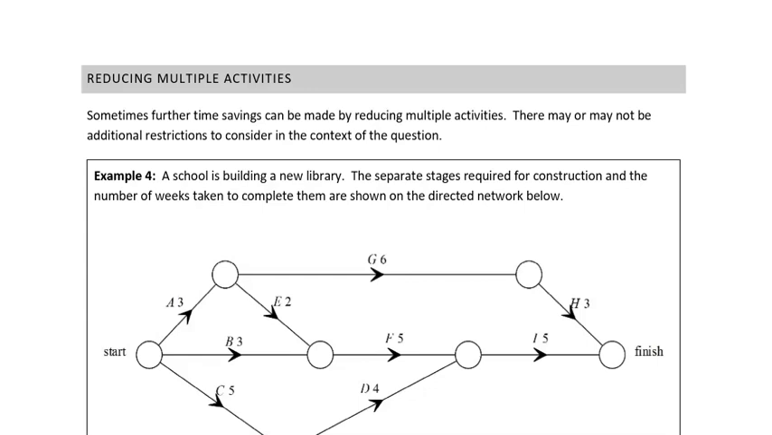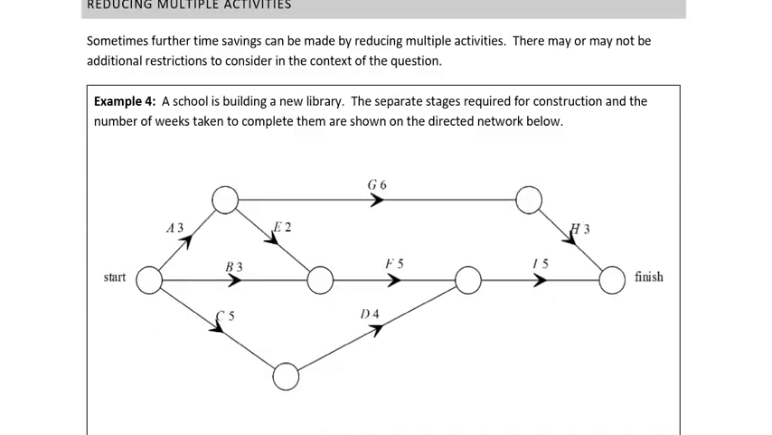In this video, we'll go through the final components of crashing for networks. So looking at our notes, we're starting to look at reducing multiple activities. When we're allowed to crash, sometimes we are actually allowed to reduce by more than just the one activity. For instance, we have a school library being built, with separate stages required for the construction and the number of weeks taken shown on the network below.